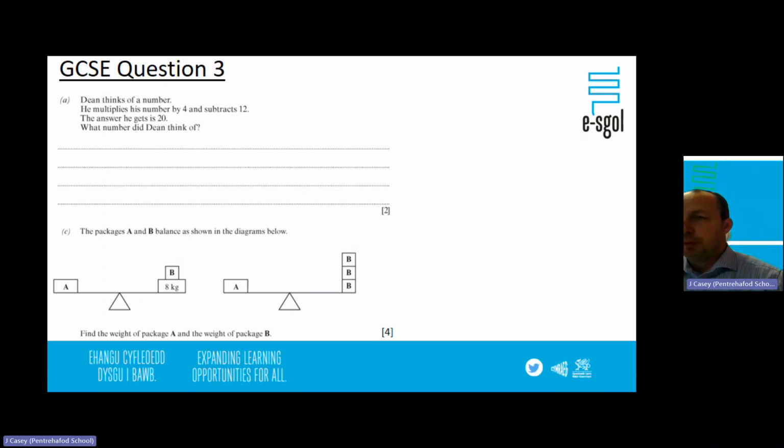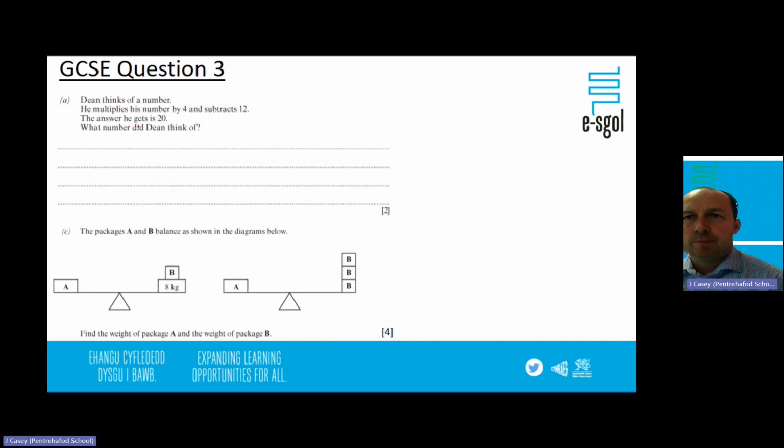So the first part, there's 2 parts to this. It says, Dean thinks of a number. He multiplies the number by 4 and subtracts 12. The answer he gets is 20. What number did Dean think of? Now, we could have a bit of a wild guess at this, really. But quite often, they want you to solve an equation. And in quite a lot of the questions, it will say form and solve an equation. So let's have a think.